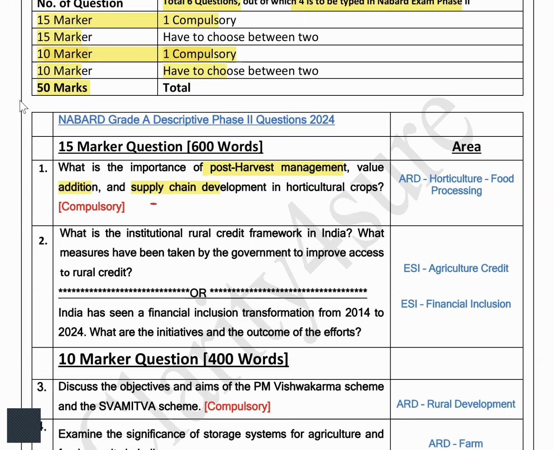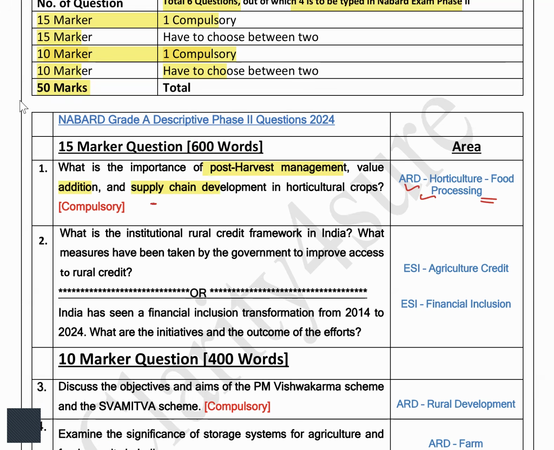Development of horticulture crops. So you have to integrate whatever objective things you're studying, you have to give good examples, you have to give good case studies along with the normal things everybody knows, to get an edge over your competitor. So this question was from ARD, horticulture, food and processing. So this is on the syllabus.